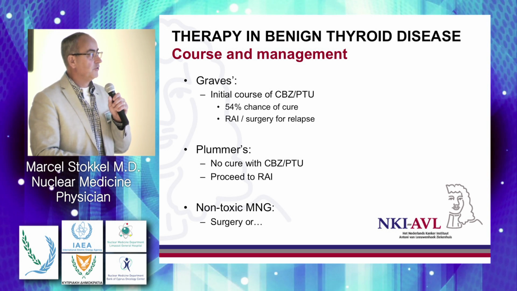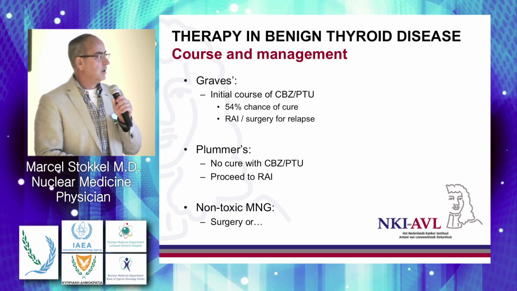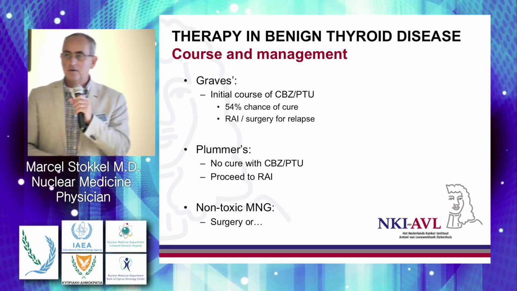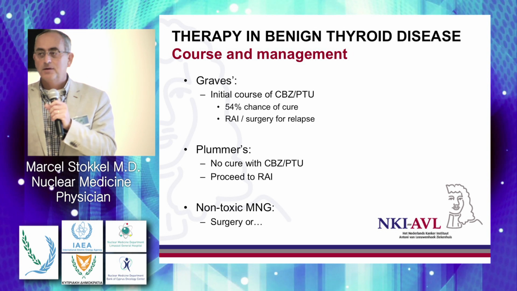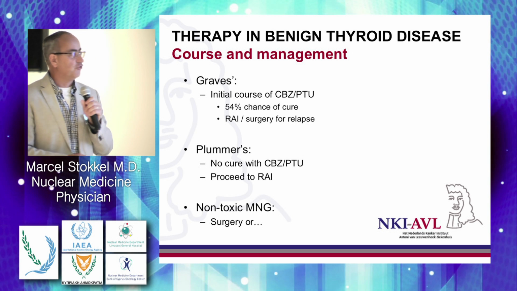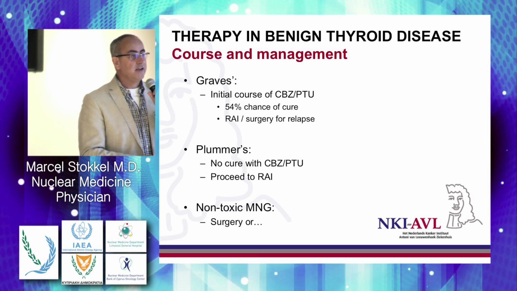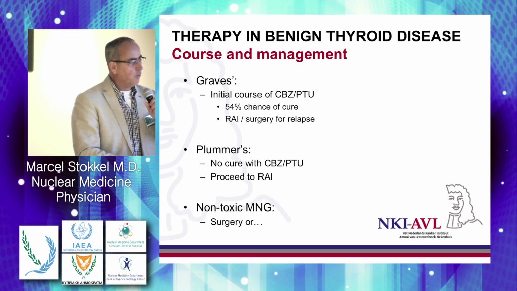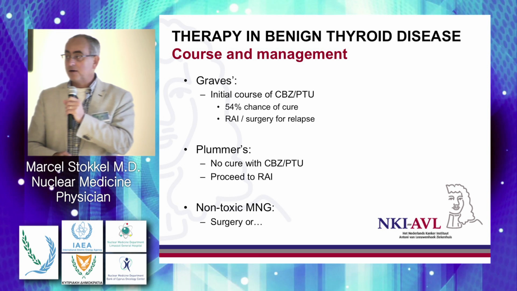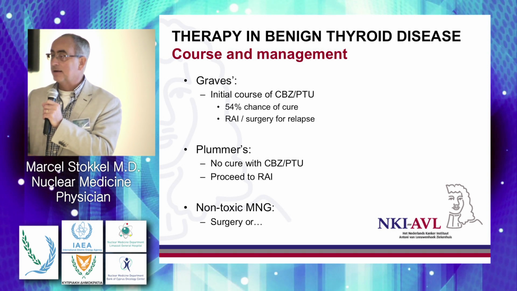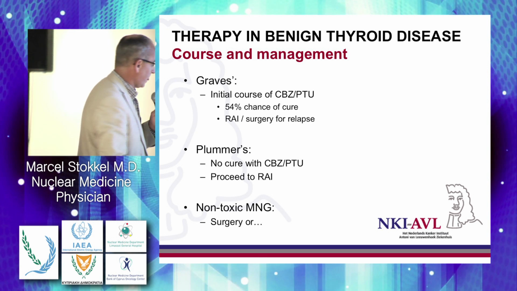Looking at the toxic multinodular goitre or Plummer's disease, there will never be a cure achieved with block and replace therapy. So the only thing is you have to make up your mind when to treat this entity, but not how to treat. So you have to go straight towards radioiodine treatment. And what about non-toxic multinodular goitre? Well, it can be treated either by radioiodine therapy or by surgery, and the clinical symptoms are highly indicative for the decision you have to make.